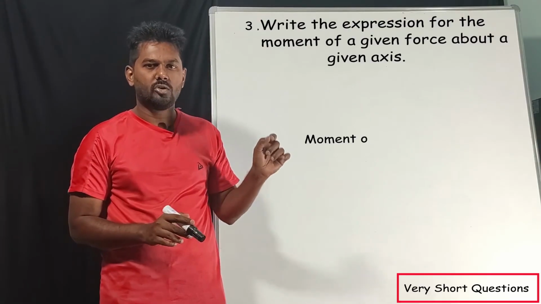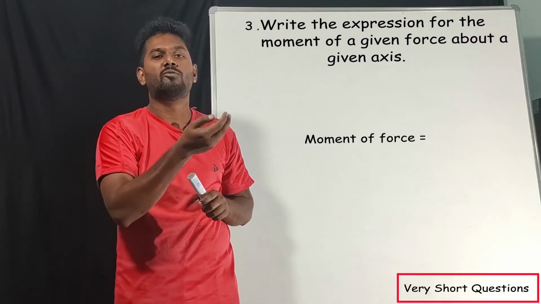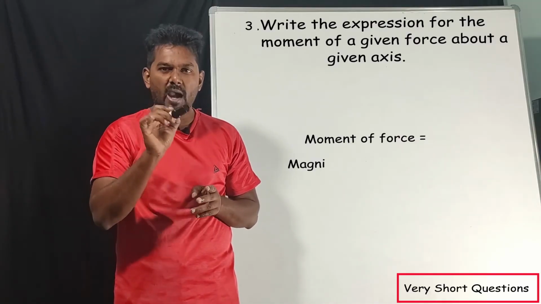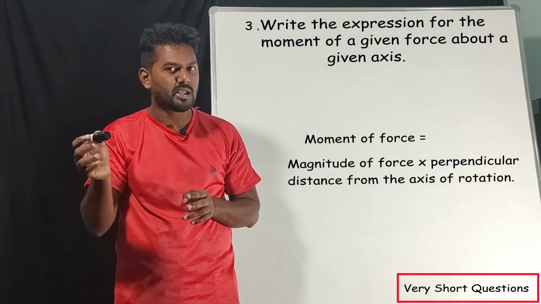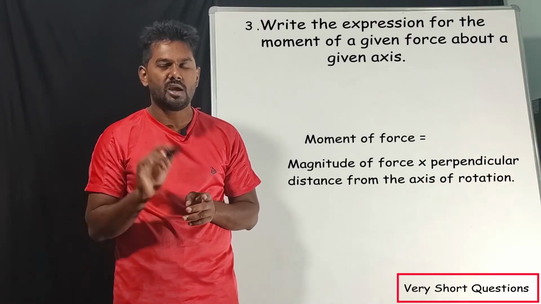Moment of force is equal to F into D, but in the exam don't write F into D, write the full form. How can you write it? Moment of force is equal to magnitude of force multiplication symbol and perpendicular distance from the axis of rotation. So this is how you have to write in the exam.